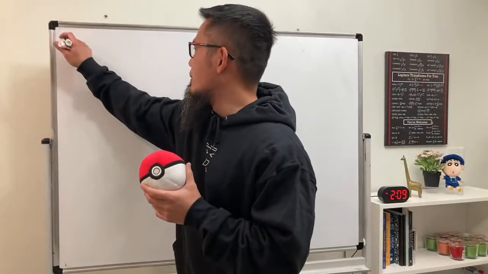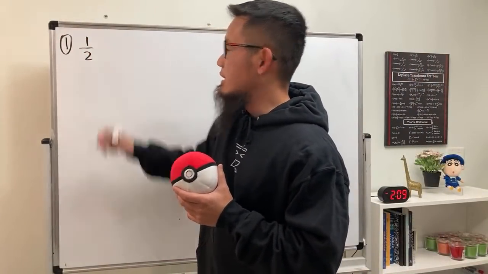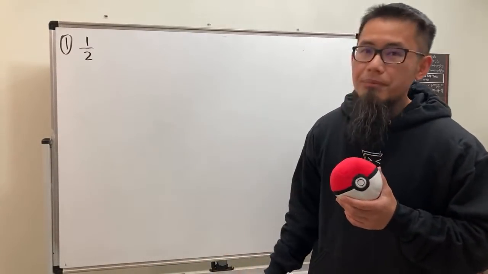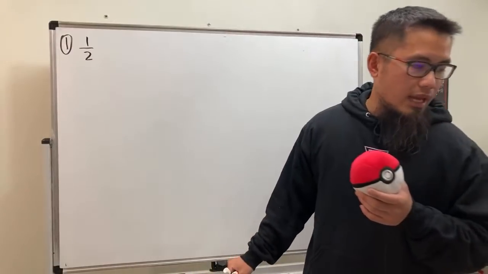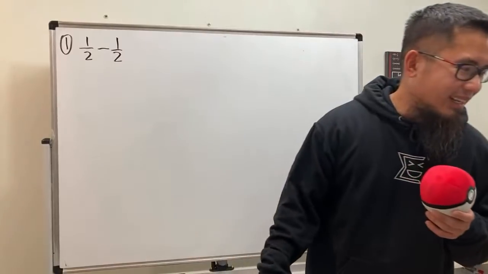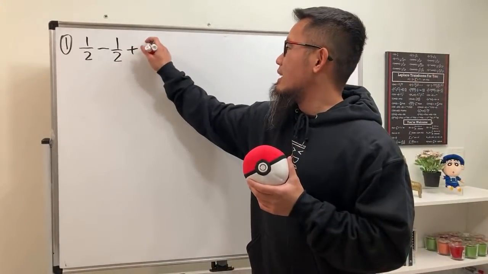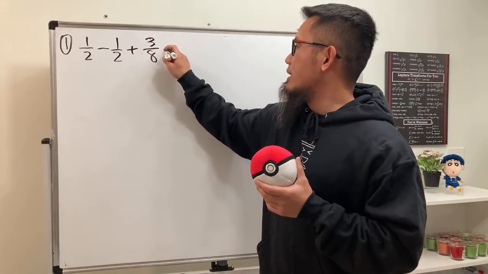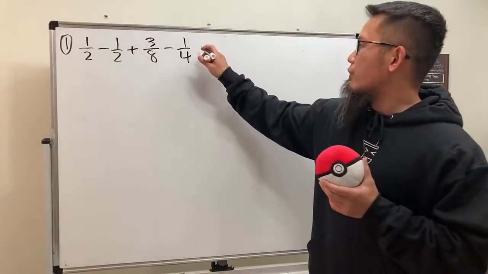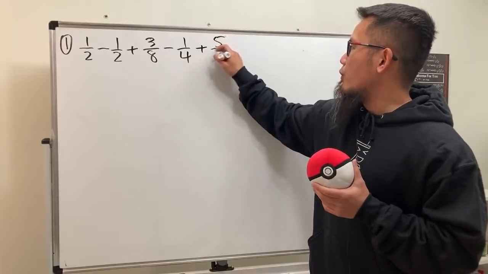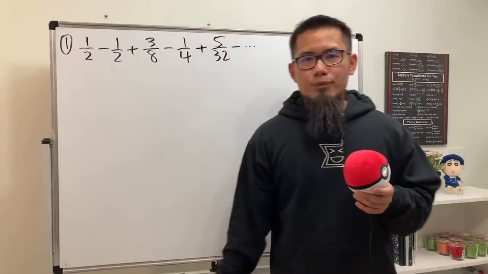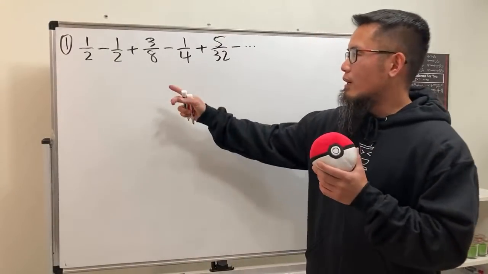Question number 1. You know the style. Usually I will give you some write-out series and then some series in sigma notation. For the first one, we have 1/2, and then we are going to minus 1/2. I know that's equal to 0, but we'll continue. And then plus 3/8, and then minus 1/4, and then plus 5/32, and so on. Let me know the formula for the nth term.